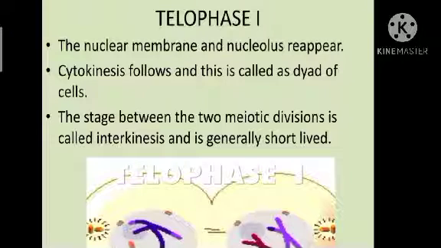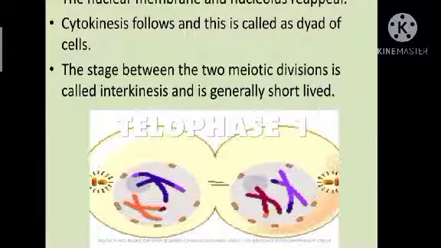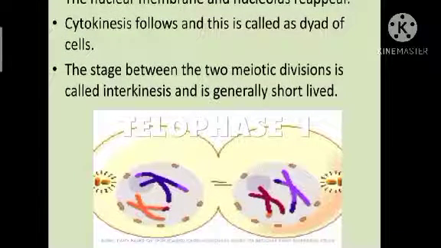So next is the telophase 1. Here the nuclear membrane and the nucleolus reappear. After the formation of the nuclear membrane, two nuclei will be formed and it will be followed by cytokinesis. The cytoplasm will also divide and as a result a dyad of cells will be formed, that is, two cells will be formed. Inside the cell you can see only half the number of chromosomes. In the initial cell there were 4 chromosomes, but now in each cell only 2 chromosomes are there.